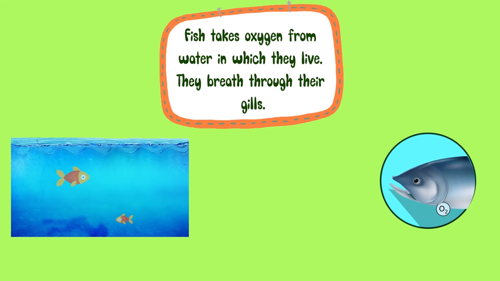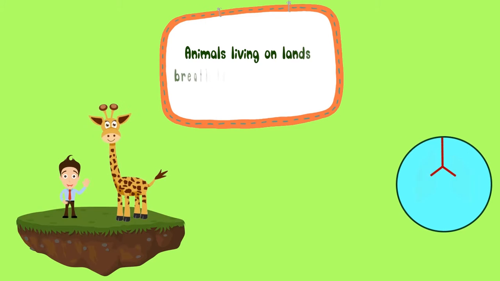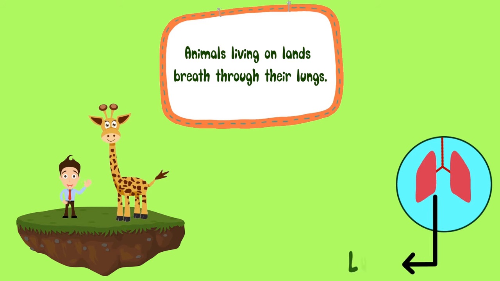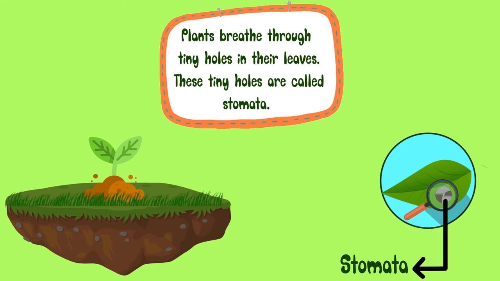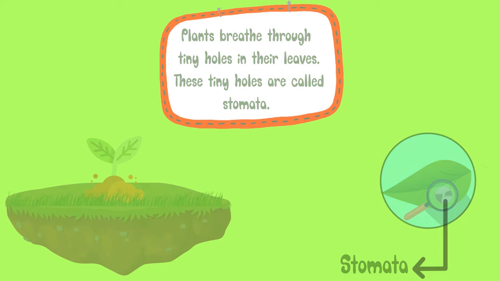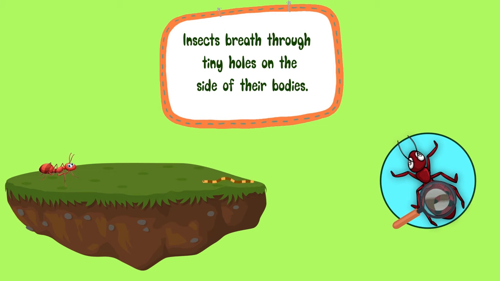Fish take oxygen from the water in which they live. They breathe through their gills. Animals living on land breathe through their lungs. Plants breathe through tiny holes in their leaves. These tiny holes are called stomata. Insects breathe through small holes on the sides of their bodies.